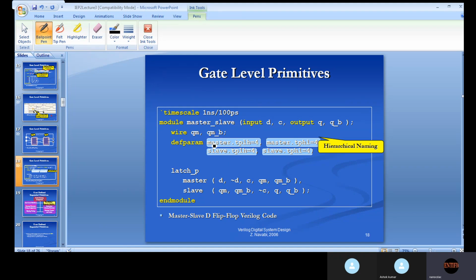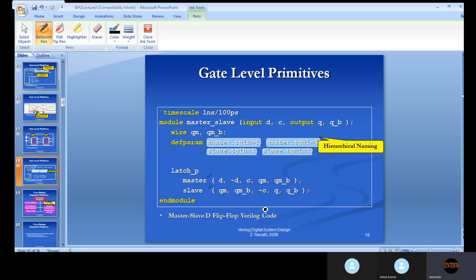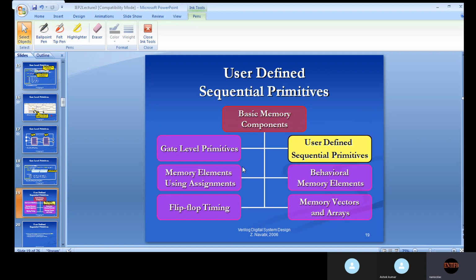So here we are taking one master flip-flop and one slave flip-flop, and according to the inputs and outputs we have mentioned here, QM, QMB, D, C negation, and QM negation, we instantiate them as they are. That's it. This is one gate level primitive. So these are gate level primitives.